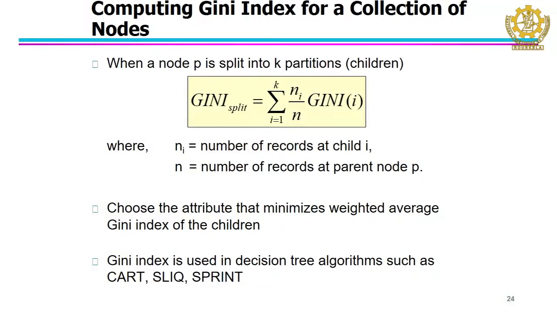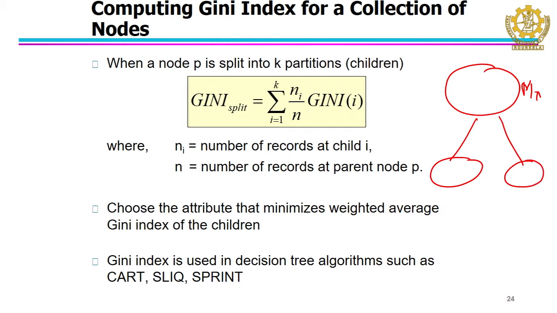So, now what we learn is we can compute the Gini of the individual node. In the first example, when we started talking about, let us say you have the node M0, we know how to compute the Gini at that node. And now, once we split it here, what will be the combined Gini, right?